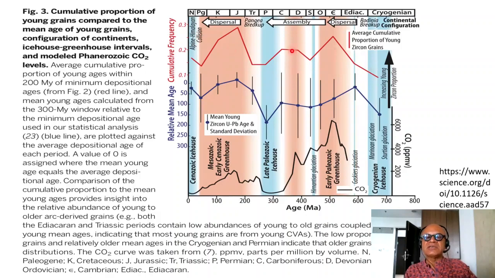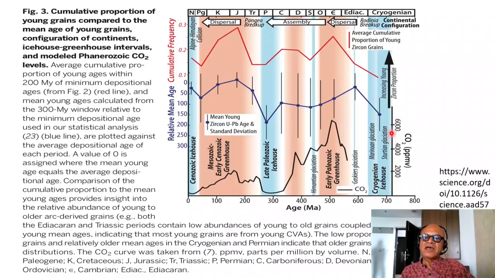These are the age estimates based on zircon, which I won't bother with. They are using different windows here: average cumulative proportion of young ages within 200 million years of minimum depositional ages and a 300 million years window, so slightly different proportions of zircon. So basically this zircon uranium-lead age is used to estimate magmatism. Very large uncertainties, as you can see here. But the main point is that these obviously affected degassing rates and CO2 levels.